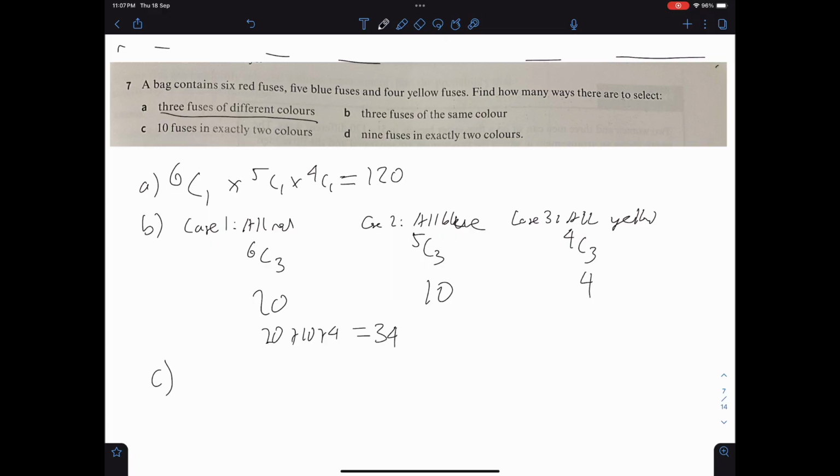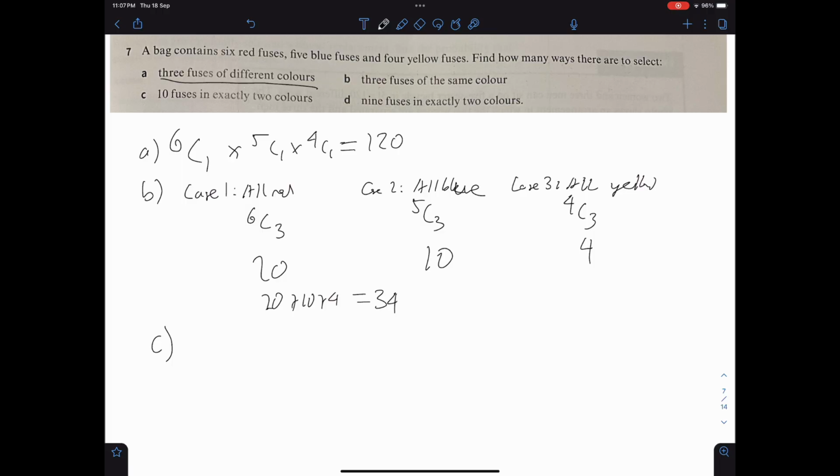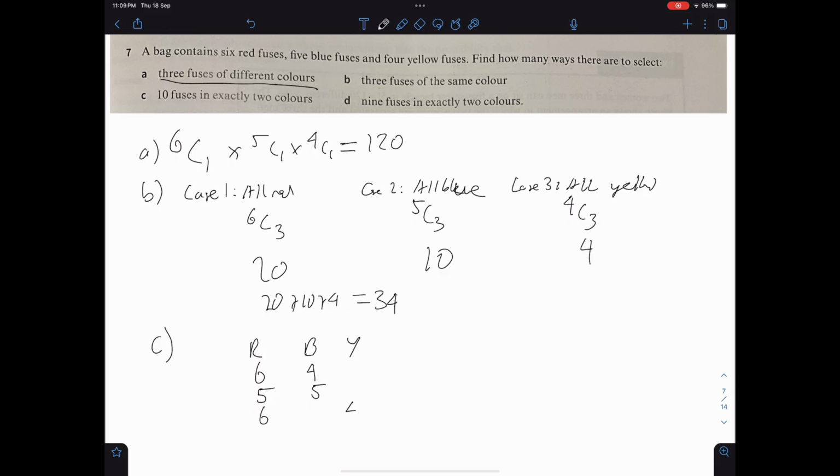Then C. Okay, 10 fuses in exactly 2 colours. Alright, so here's when I would draw maybe a bit of a diagram. And so for C, I'll show you 2 different ways. I'll show you probably the simple way. Do RBY and think of the ways we can get 10 with only 2 colours. Now, if we do 6 red fuses, we could do 4 blue, then 0 yellow. But we could also just do 5 and 5. But then we could also do 6 and 4 with the yellow.